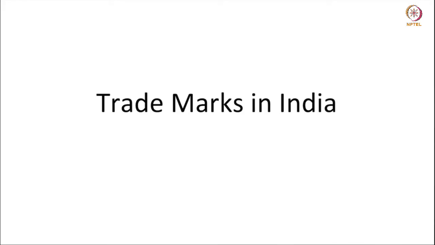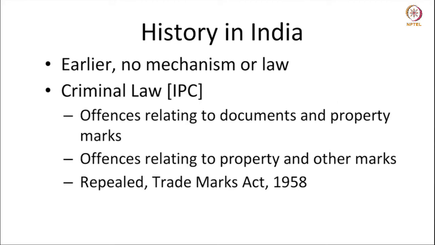Trademarks in India. As we had already mentioned, there was no mechanism or law for protecting trademarks. Initially, there was a provision under the Indian Penal Code, which is a part of the criminal law, which pertained to offences relating to documents and property marks. And it also had offences relating to property and other marks. These were the provisions by which if someone used a mark without authorization, that was regarded as a criminal offence. So there was a penalty attributed to a person who uses a mark without authorization.